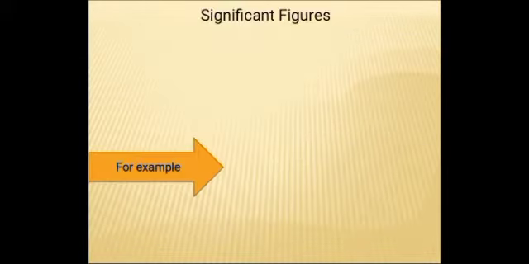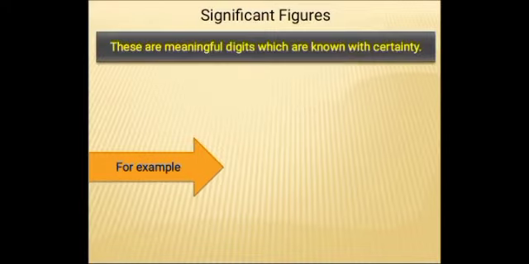So let's first discuss what a significant figure is. These are the meaningful digits which are known with certainty. Again I am repeating, dear students, these are the meaningful digits which are known with certainty. There are some uncertain values also, and some certain values also.